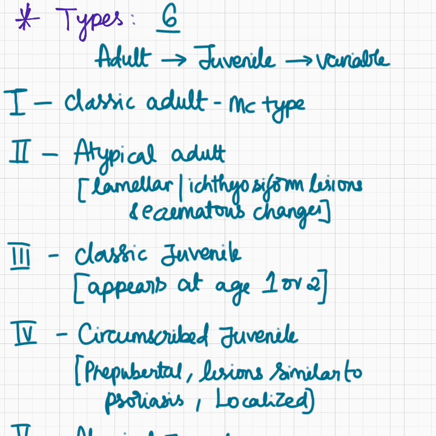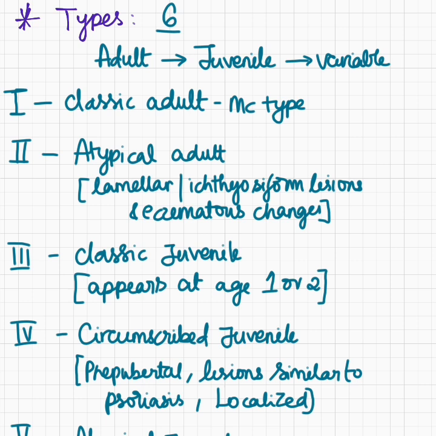So first type is the classic adult type, where all the above symptoms are present. So it is the most common type. Whereas the second type is the atypical adult type, where instead of the brawny scaling, lamellar or ichthyosiform lesions are seen and eczematous changes are present. The third type is the classic juvenile type. So above mentioned features are present, but they present at the age of 1 or 2.